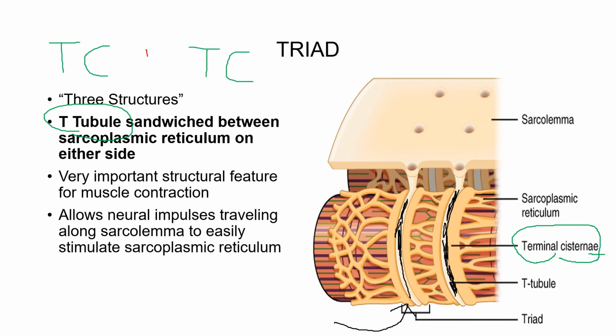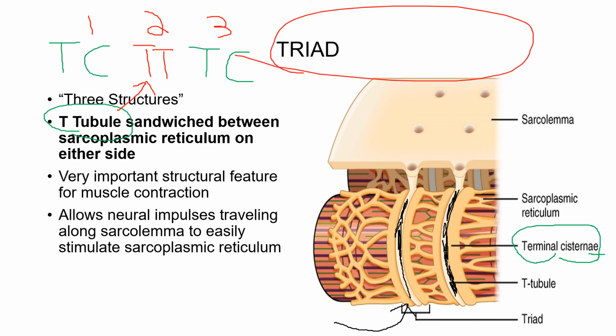So once you get that, we'll just put a TT for T-tubule. What you're looking at is three different structures. You've got one terminal cisterna, a T-tubule, and a second terminal cisterna. And those three things together equal a triad.